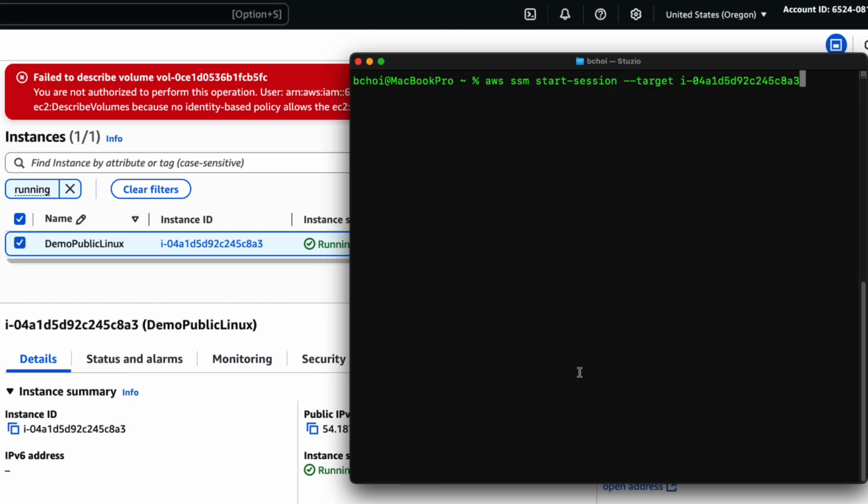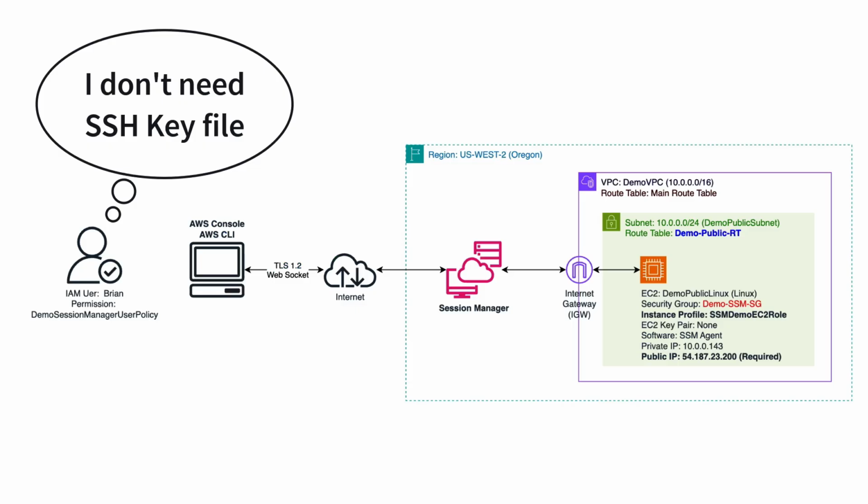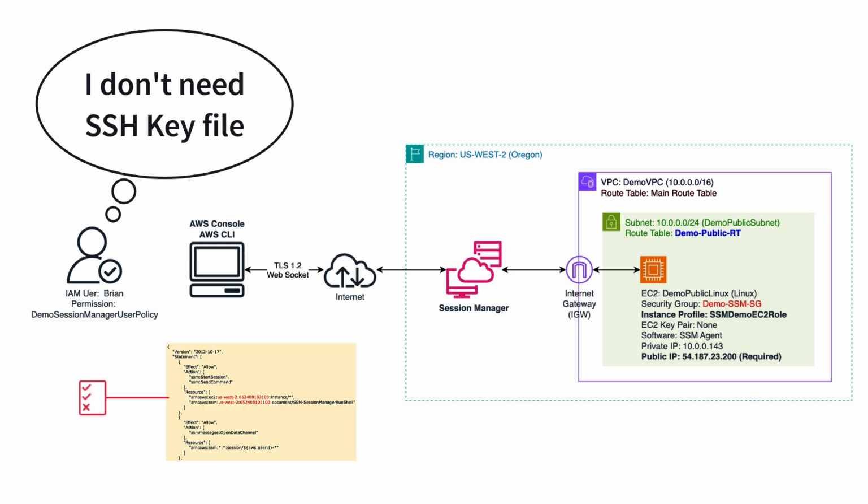Notice that when Brian issues this SSM start session command, the target is instance ID, not the public IP address of the demo public Linux instance. Also, Brian didn't need to provide any additional credentials like a key file or username and password. Instead, SSM used Brian's IAM credential to authenticate and his permission to authorize.